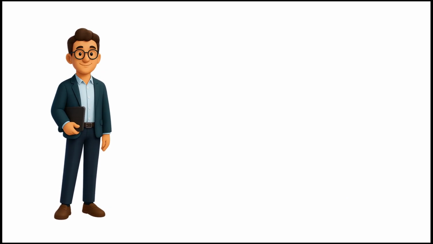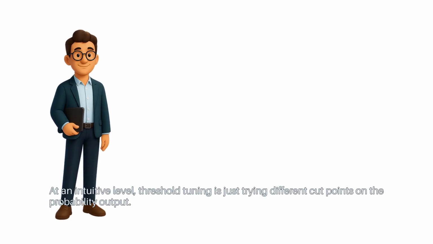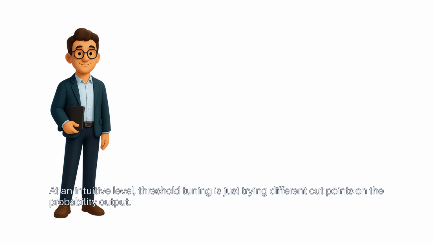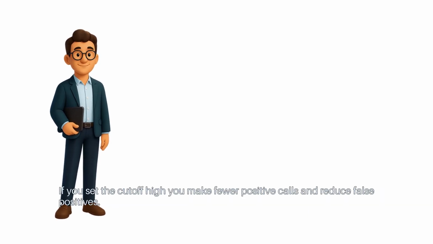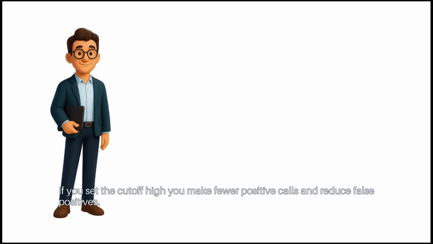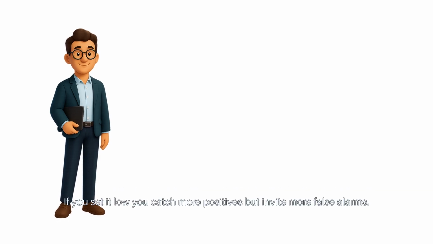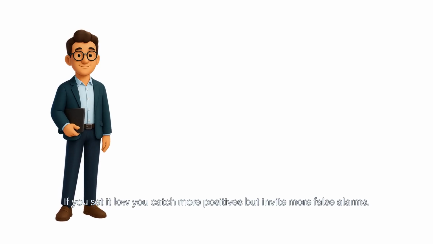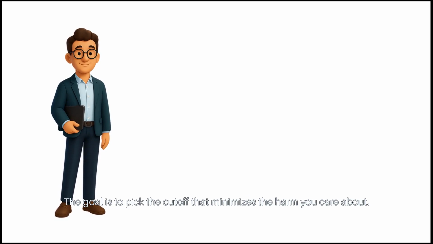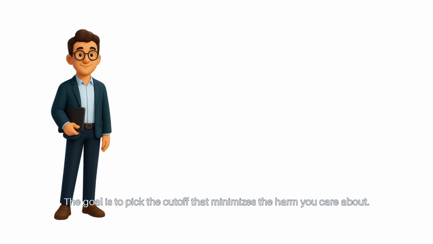At an intuitive level, threshold tuning is just trying different cut points on the probability output. If you set the cutoff high, you make fewer positive calls and reduce false positives. If you set it low, you catch more positives, but invite more false alarms. The goal is to pick the cutoff that minimizes the harm you care about.